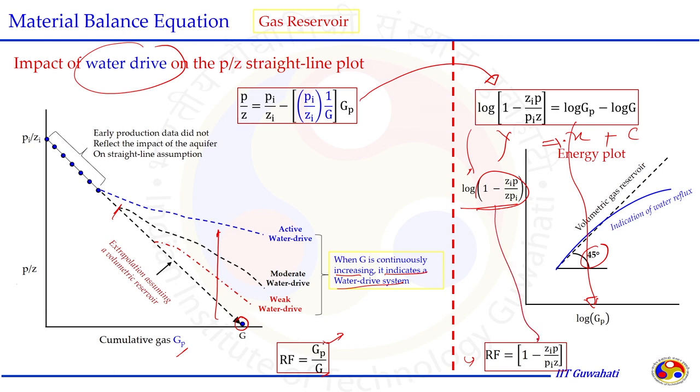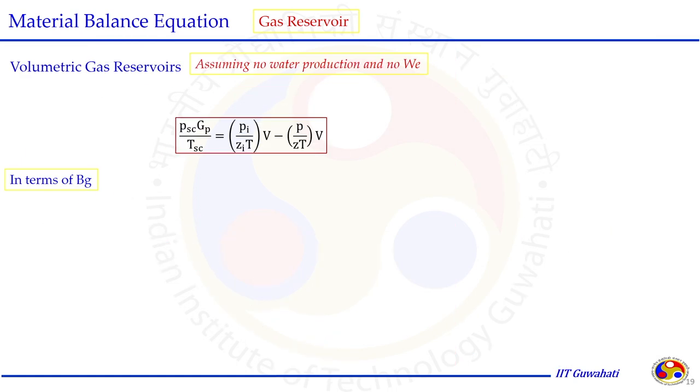So this is simply here Gp/G, here it is in terms of the pressure and the gas deviation factor. So for the volumetric gas reservoir, assuming no water production and no We, we are going to get this expression. This expression can be arranged in the form of Bg, that is the gas volume formation factor. We can also express it in terms of the gas expansion factor, that is the reverse of Bg. But let us see in terms of Bg, that is initial Bgi is V divided by G.